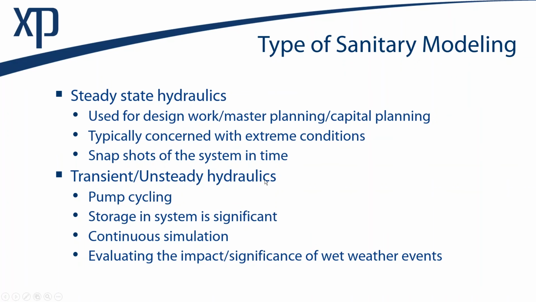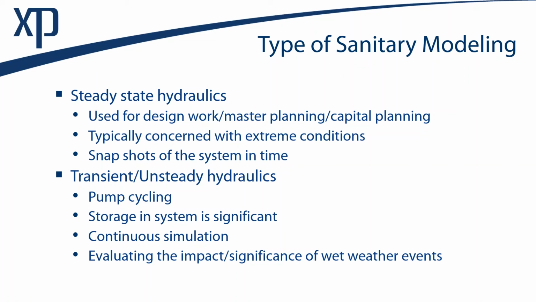It's really in terms of the time step that we use to model a sanitary system. There's, of course, 2 types of sanitary models. We can use a steady state model, and typically steady state models are used for design work or master planning or capital planning, and they're typically concerned with assessing an extreme condition or whether some aspect of the network can handle X amount of flow, for example.